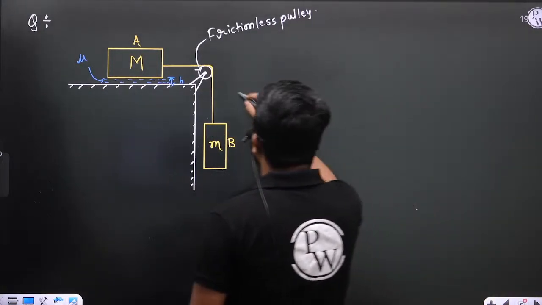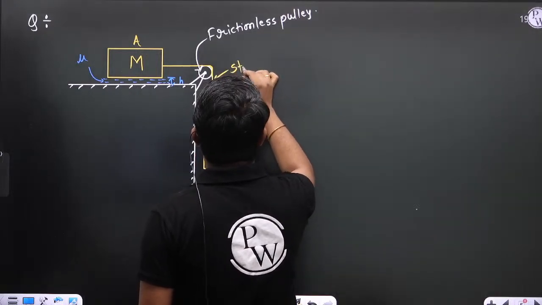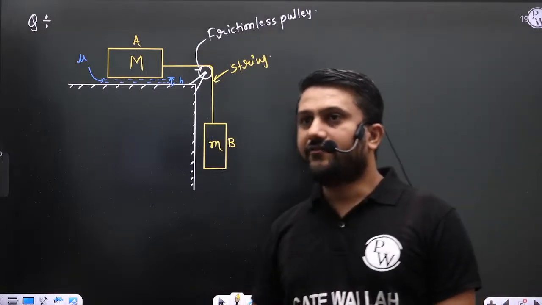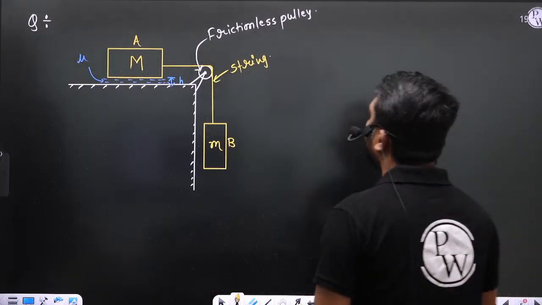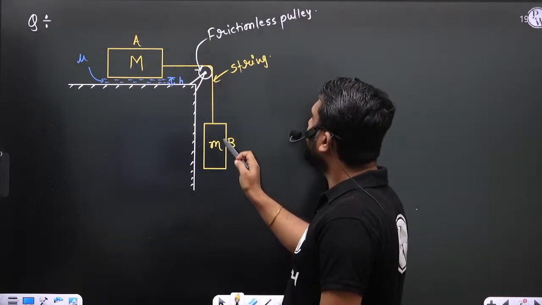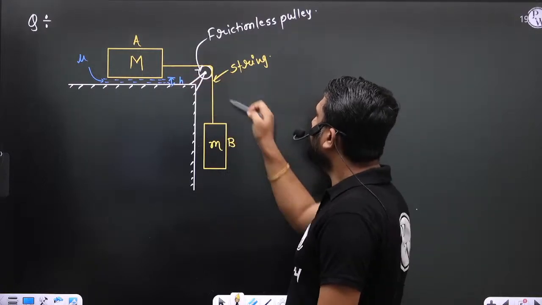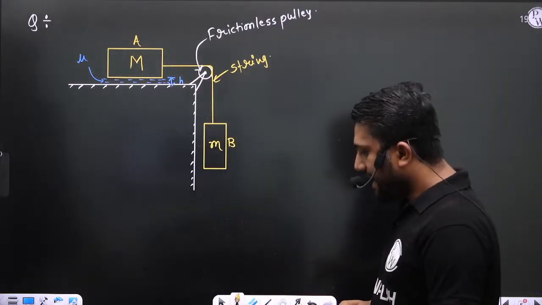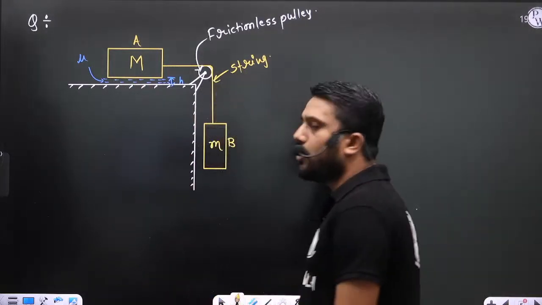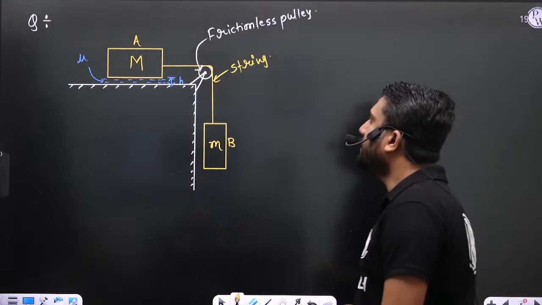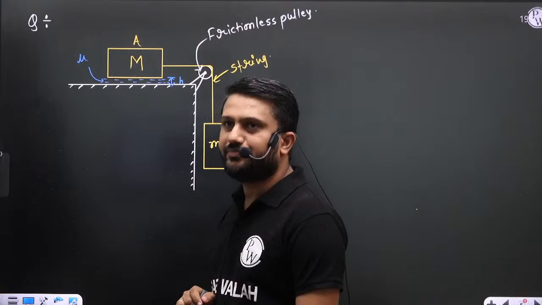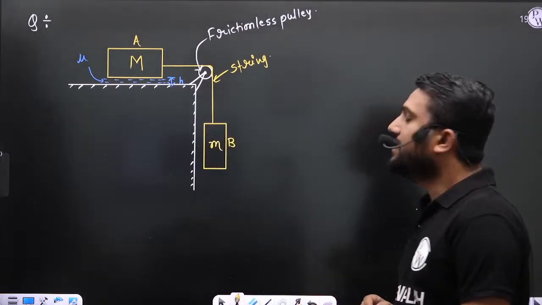So this is the string. And there is a frictionless pulley, so the arrangement is like this. Block A and block B are connected via this frictionless pulley with the help of a string. And there is a plane, and to reduce the friction between the plane and the block, there is a lubricant, and the lubricant has viscosity mu.